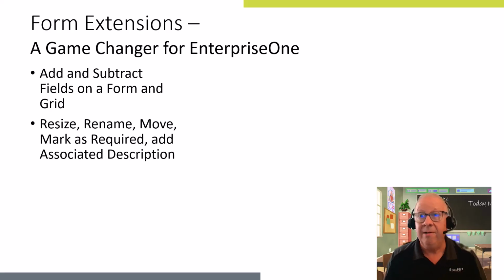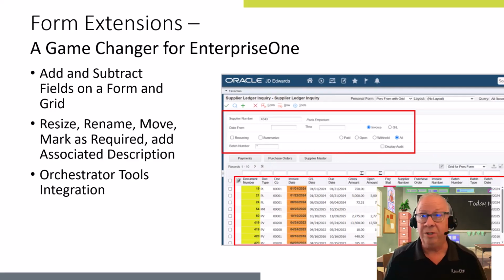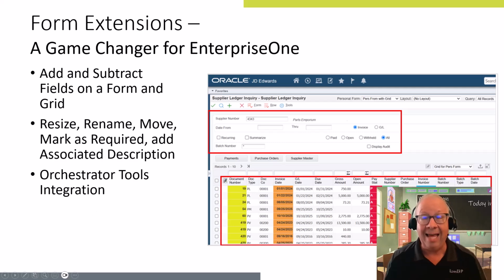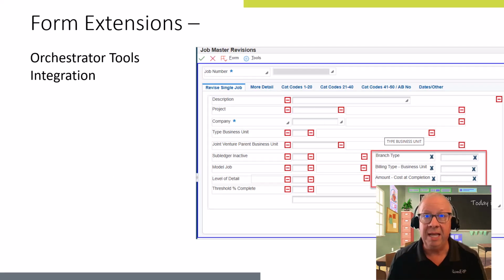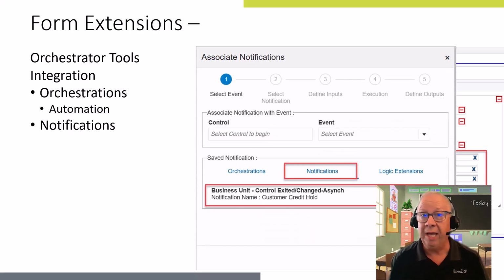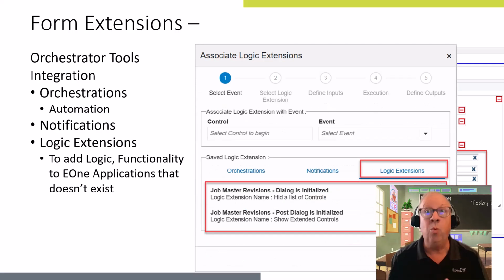Above and beyond that, the form extensions also give us the ability to use three powerful Orchestrator Studio content development tools. We can add orchestrations, notifications, and logic extensions. So our form extensions are a gateway to adding to the functionality of a specific application out of the designed functionality created by Oracle. Orchestrations give us the ability to automate processes. Notifications give us the ability to communicate across JD Edwards, and logic extensions give us the ability to add code within an application. So let's take a look inside of JD Edwards.